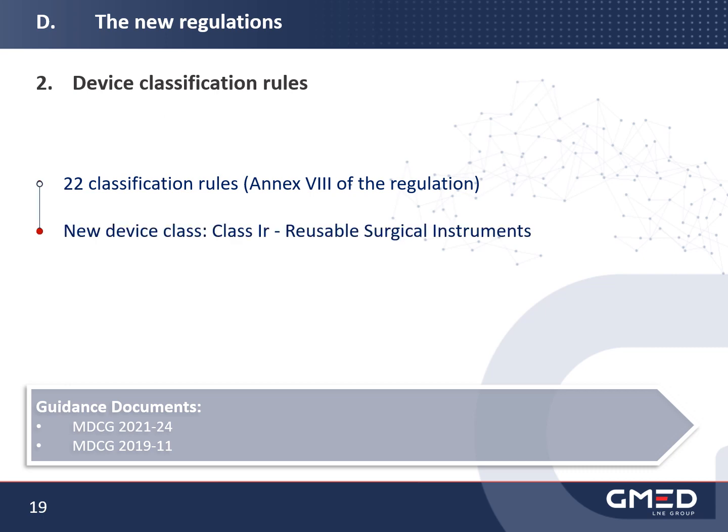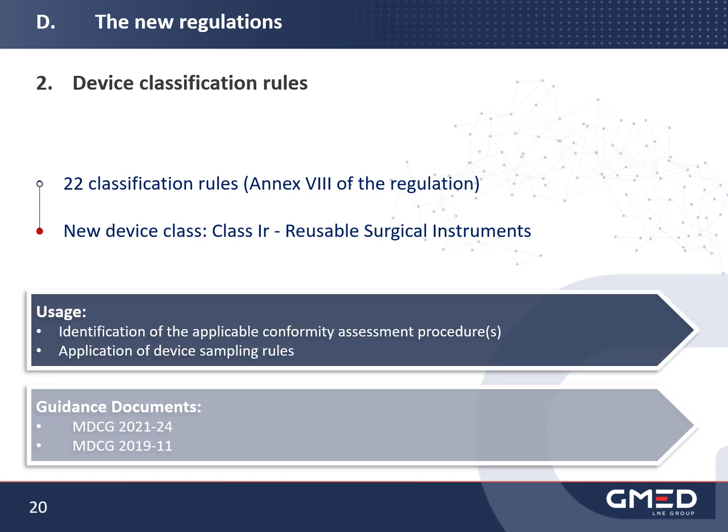We also highlight the creation of a new class, Class 1R for reusable surgical instruments, which requires the intervention of a notified body to be CE certified under the regulation. The assignment of the class of the device, according to the classification rules defined in the regulation, is essential and decisive for the identification of the conformity assessment procedures applicable to the device and for the application of the sampling rules. The classification of your device is therefore crucial to your certification project and must be assigned in a rigorous, well thought out and documented manner.